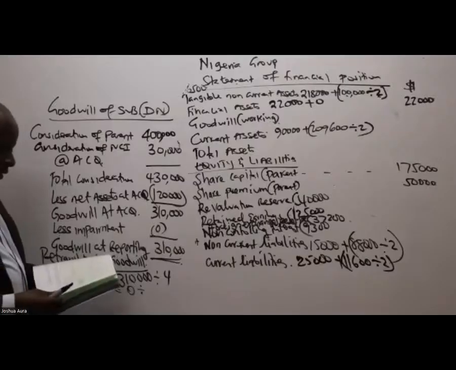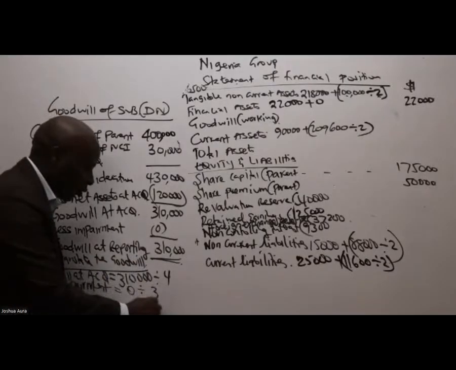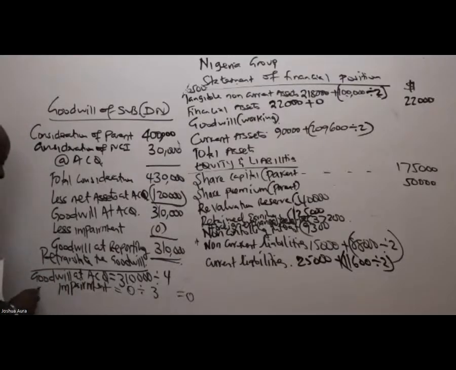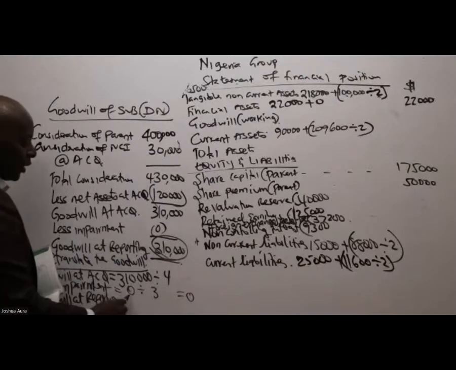For your revision, it comes to 3. So of course, this will be 0. And then lastly, we now have goodwill at reporting. So goodwill at reporting is still 310,000.